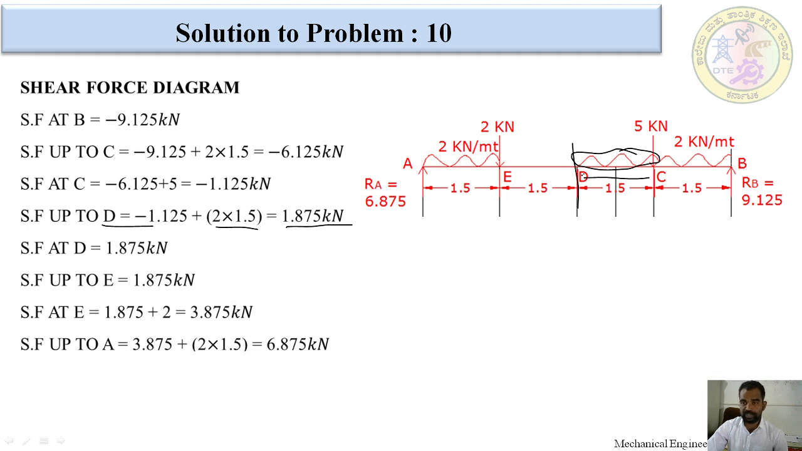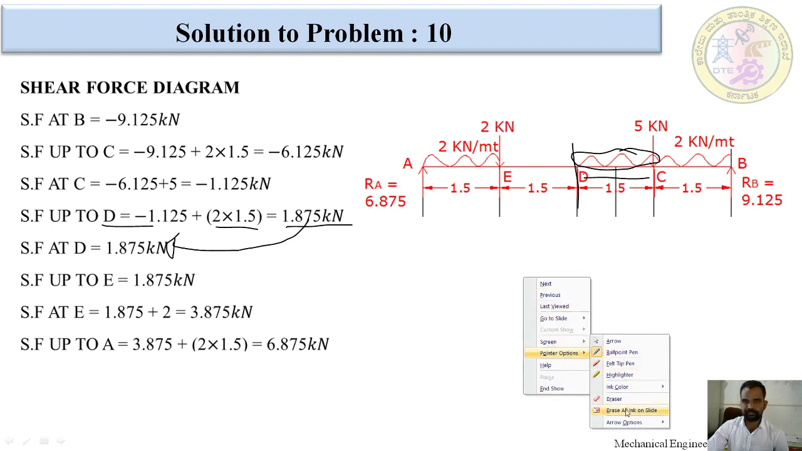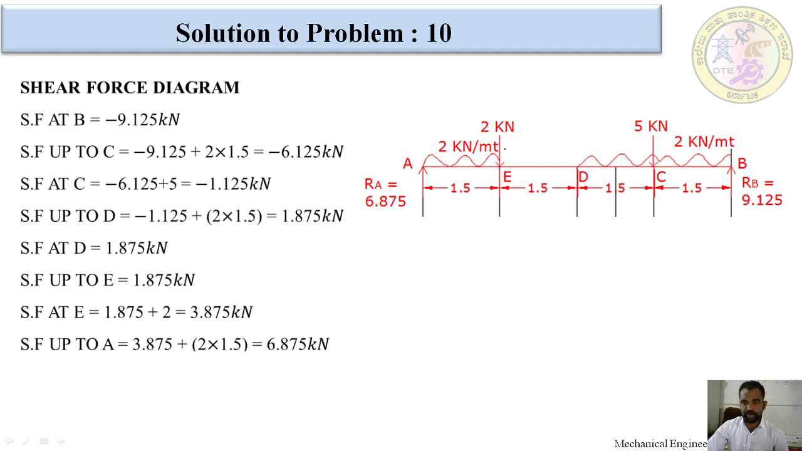At D point, how much do we get? There is no point load. For that reason, at D point also we get the same value that we got up to D point. After that, I want to determine up to E point. Up to E point also the same value, because there is no load between D and E. What we got at D point would be the same up to E point.